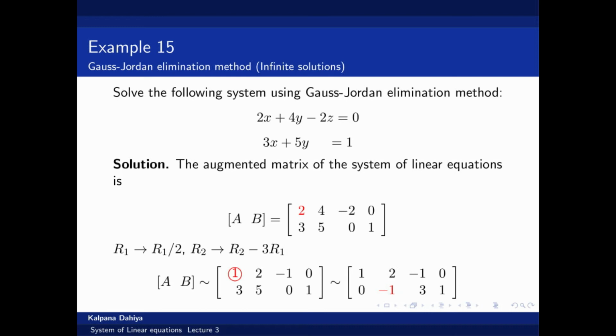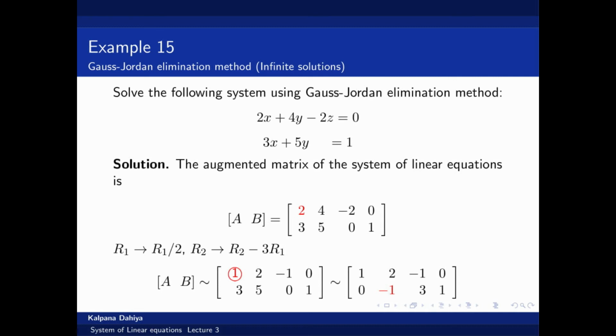The first row is 2, 4, minus 2, 0. The second row is 3, 5, 0, 1. Please refer to the first matrix on this slide. Now in the first row, the first non-zero entry is 2. So this is the pivot element. Here I am dividing the first row by 2 because we have to make the pivot element 1. So we get the second matrix on this slide: 1, 2, minus 1, 0; 3, 5, 0, 1.